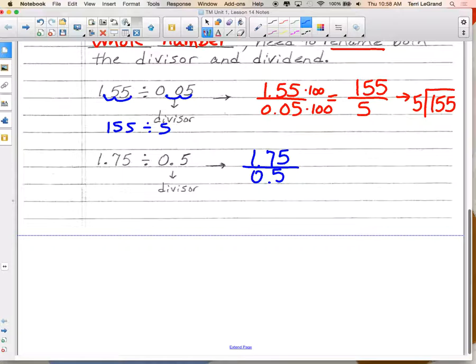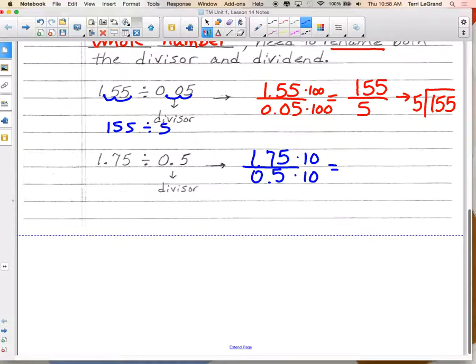Which number do we care about being whole? The divisor, which once you write it as a fraction, is the one up or down? Down. And so we care about that 5/10. We need to make it into a whole number. What would we have to multiply 5/10 by? 10. Good job. If we multiply downstairs by 10, we have to multiply upstairs by 10.